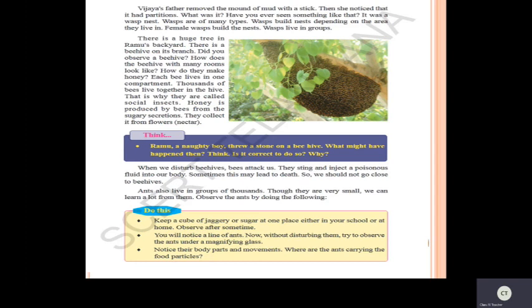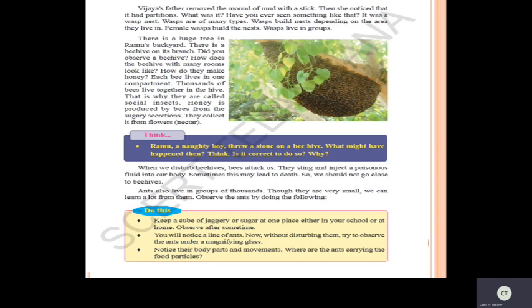The sting has some poisonous fluid that enters our body and causes pain. Sometimes it leads to death also. So children, don't behave so rudely with that hive, okay? It will be dangerous to us.